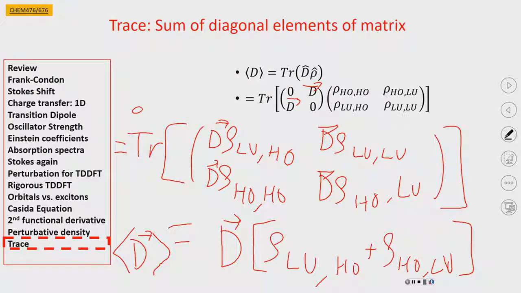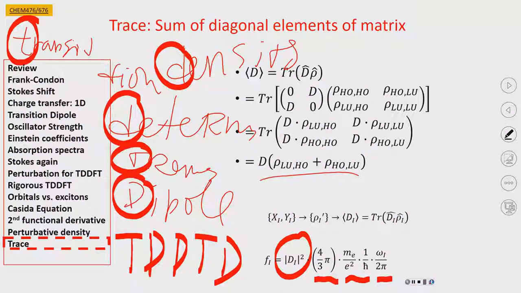So in summary, based on this derivation, transition density defines transition dipole. And as soon as you have the definition, that will lead to finding the oscillator strengths. So that is what is inside the black box named TDDFT.